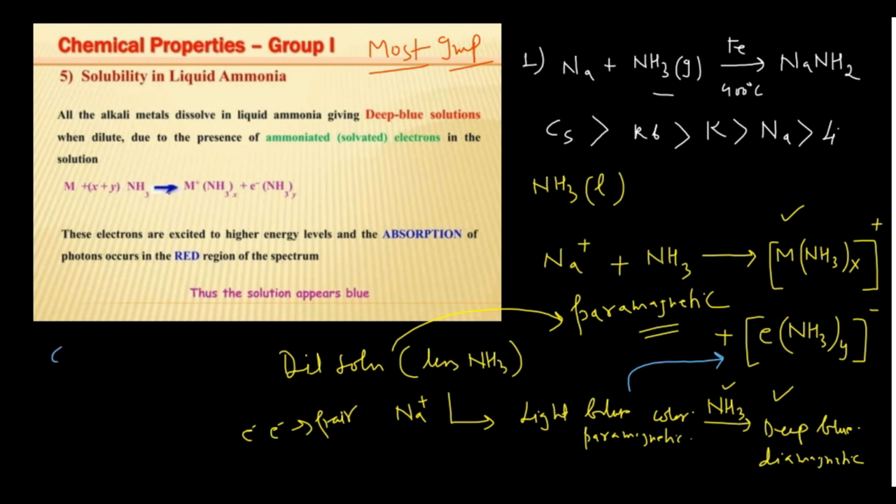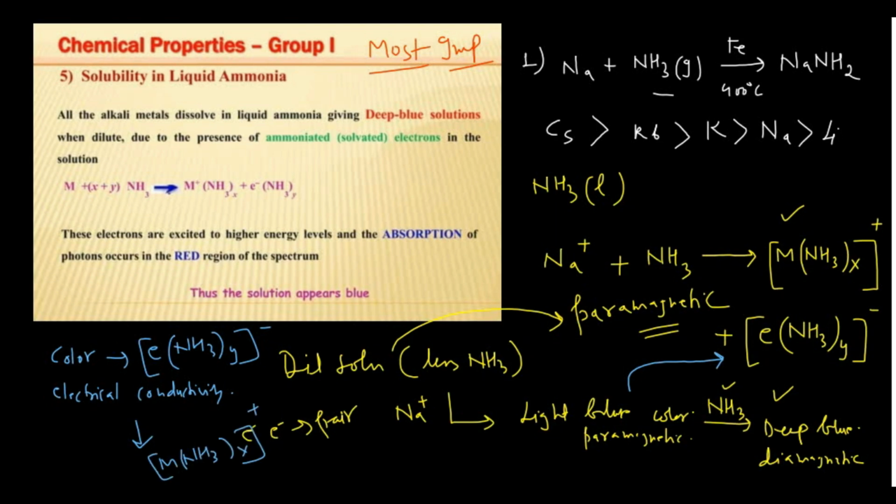So I can write color, and I can write electrical conductivity. Color is due to the ammoniated electron, and conductivity is largely due to this cation along with ammoniated electron also. Both are the contributing factors.